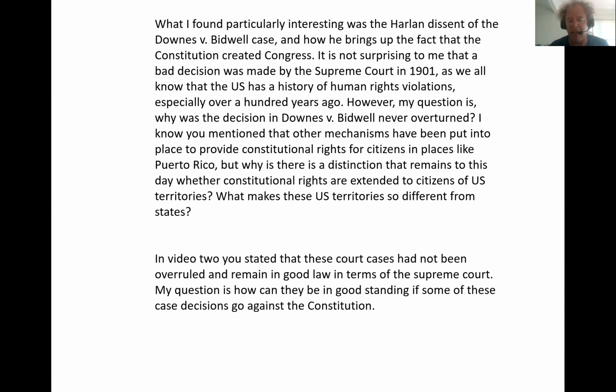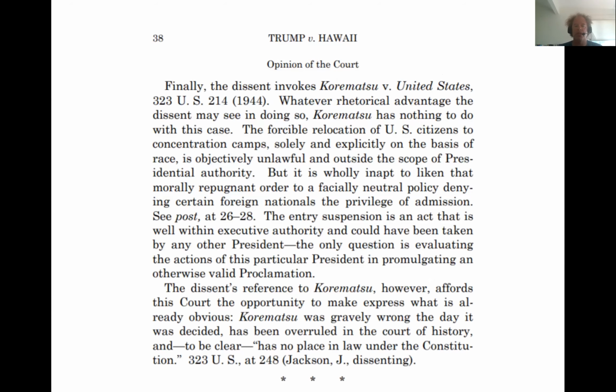In terms of how a case can be in good standing if it clearly goes against the Constitution, the classic example here is Korematsu. That's the decision in World War II where the Supreme Court says it's okay for the government to intern American citizens of Japanese ancestry simply because they are of Japanese ancestry. These Japanese Americans were taken from California, Washington, Oregon, and Arizona, and resettled into concentration camps in the Rocky Mountain states.